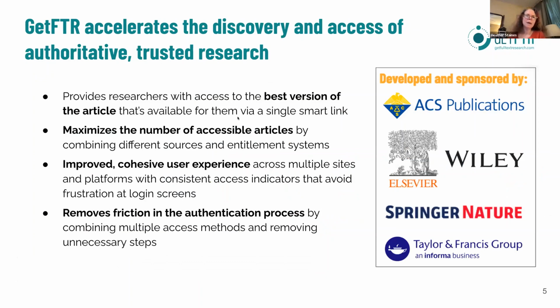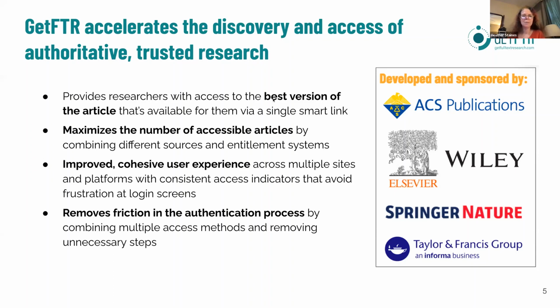So the reason that GetFTR was initially created was to accelerate the discovery of and access to authoritative and trusted research, as you see here. On the right-hand side are our 5 founding publishers, and they had a number of goals in mind in working with the GetFTR development team. They wanted to get researchers to the best version of an article that they could access, typically via a smart link, which we'll tell you about in just a moment, and to combine the different sources of information about the user, the different entitlement systems, to show that user the maximum number of accessible articles to them.